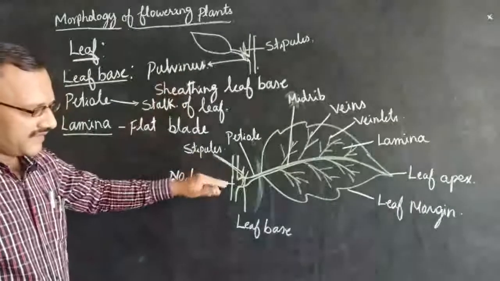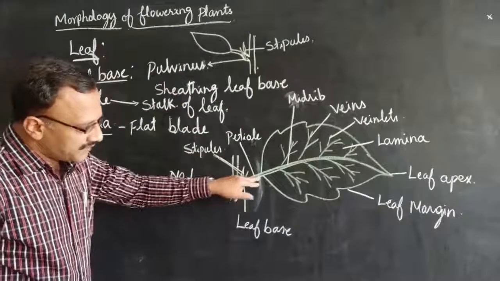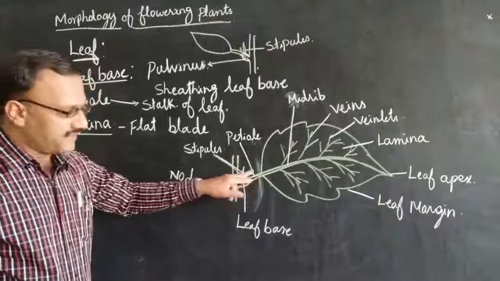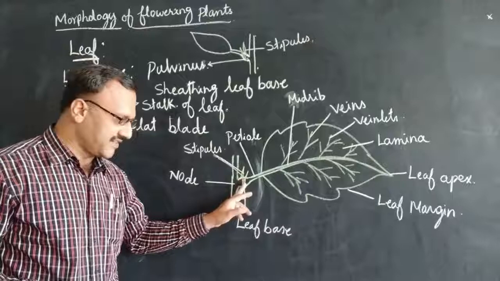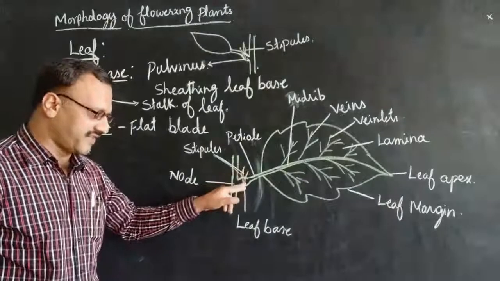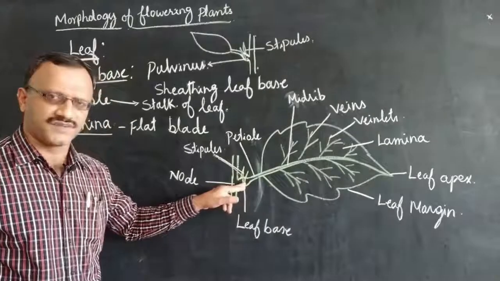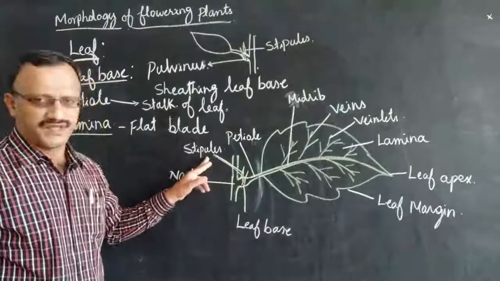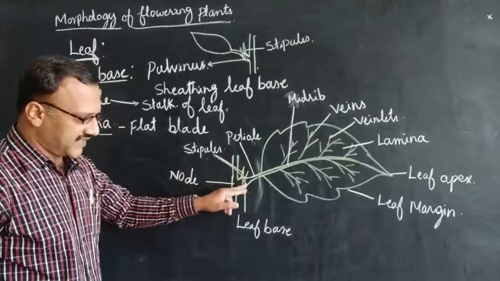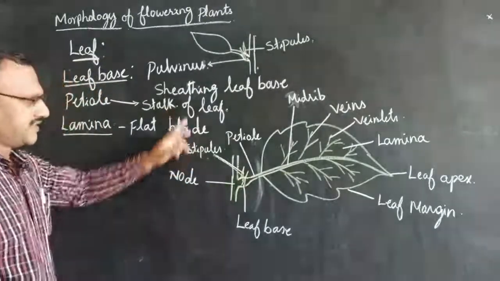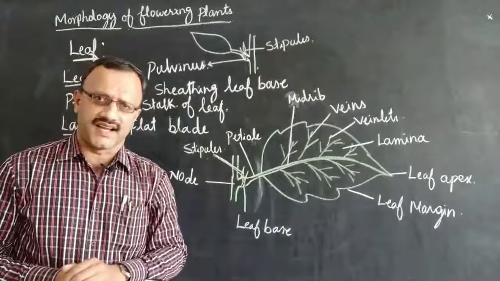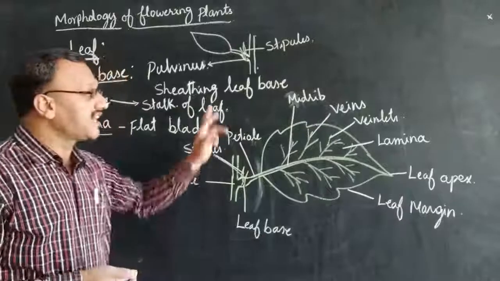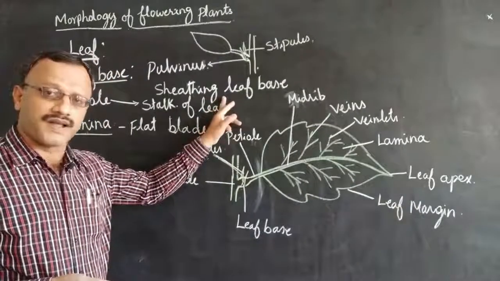Followed to that, the petiole is the stalk of the leaf, which is connecting the leaf base with the lamina. In the leaf base region, we come across a pair of small leafy structures called stipules. And the leaf base, in case of monocot, is a sheathing leaf base, which covers the entire stem. It is called sheathing leaf base, one of the features of monocot plants.